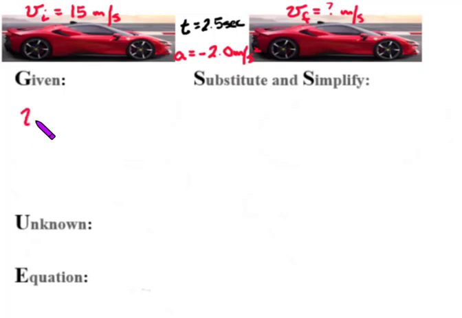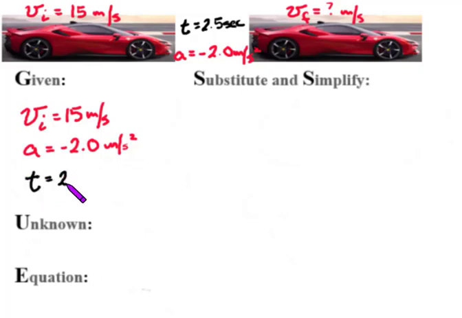So these are my givens. I have a velocity initial of 15 meters per second. I have an acceleration of negative 2.0 meters per second squared, and I have a time of 2.5 seconds. What is the velocity final of the car? I don't know what that is, but it is in the units meters per second.